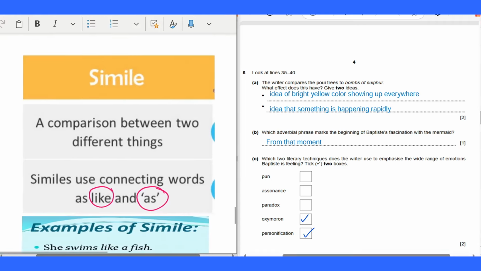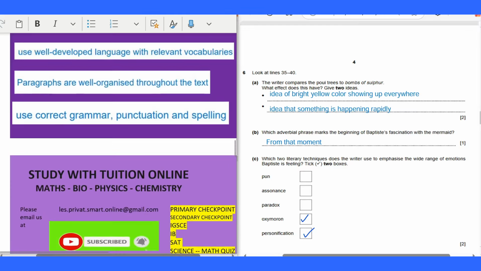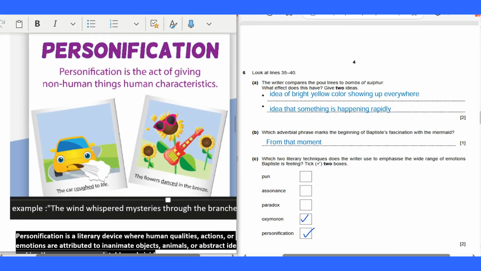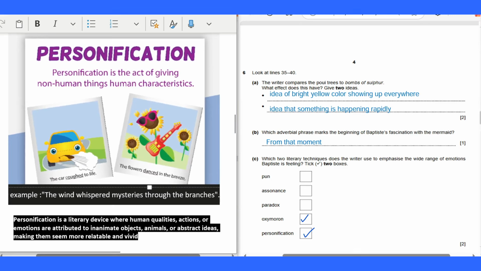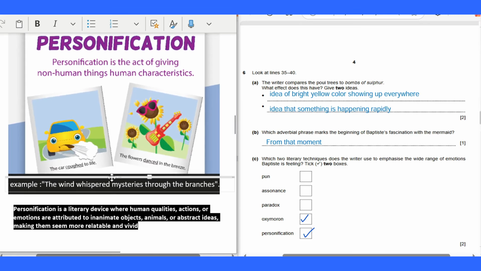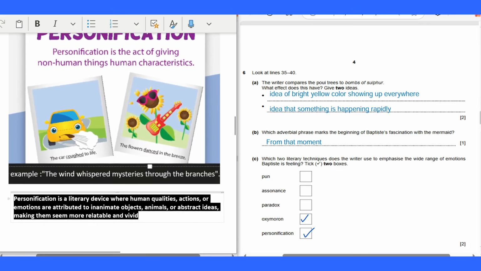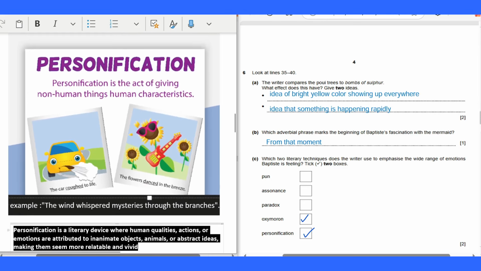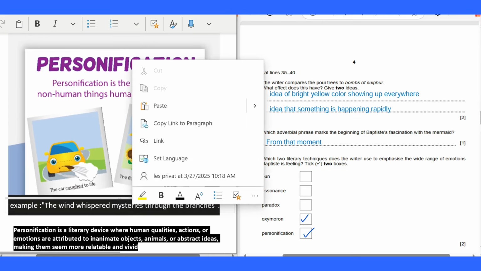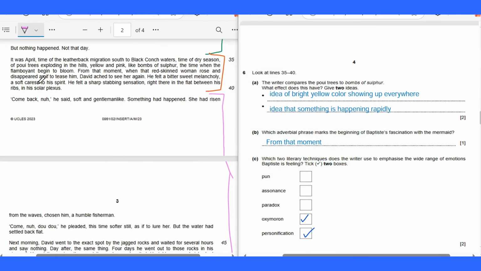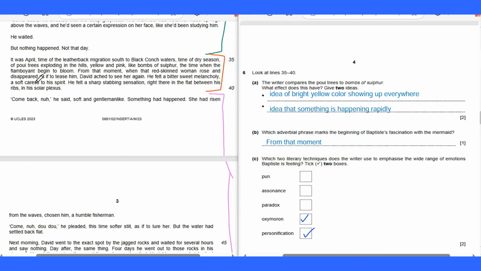Alright, and personification. Personification is the act of giving non-human things human characteristics, like the wind whispered mystery through the branches. It is a literary technique where human qualities, actions, or emotions are attributed to objects, animals, or abstract ideas, making them seem more vivid. Right? That is the personification. So in here we choose personification, as in this sentence.